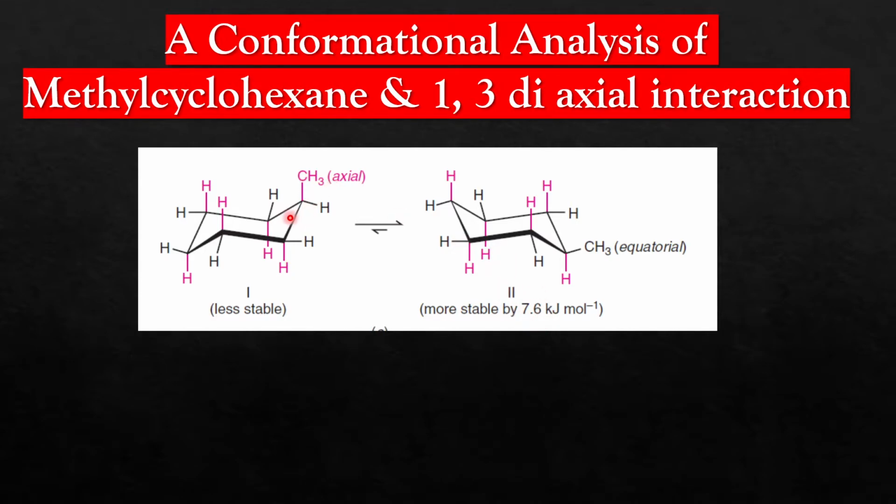So what is the difference between these two structures? The main difference is the position of the methyl group in the structure. It is basically a single substituted cyclohexane where one of the hydrogen atoms has been substituted by a methyl group, so it is called methyl cyclohexane. In number 1 configuration, the methyl group is at the axial position, and after the ring flipping, the methyl group is at the equatorial position. So that is the basic difference.